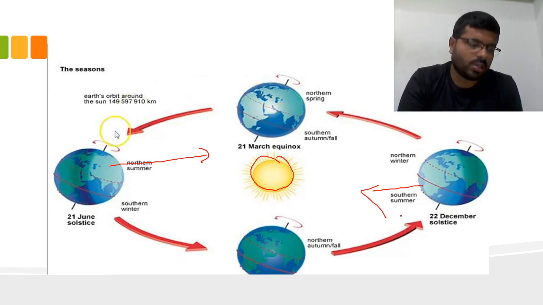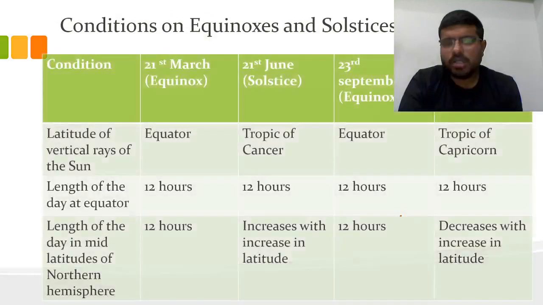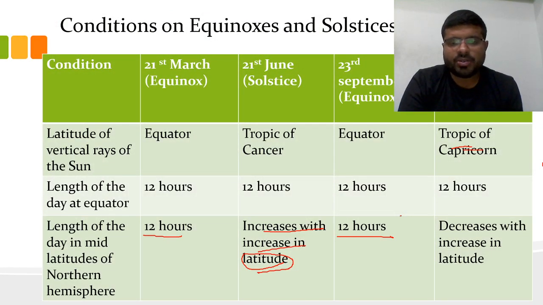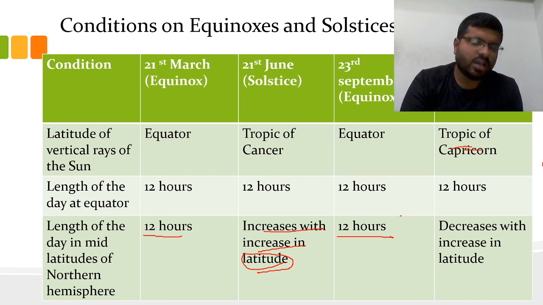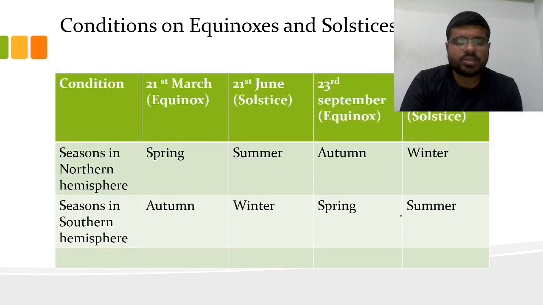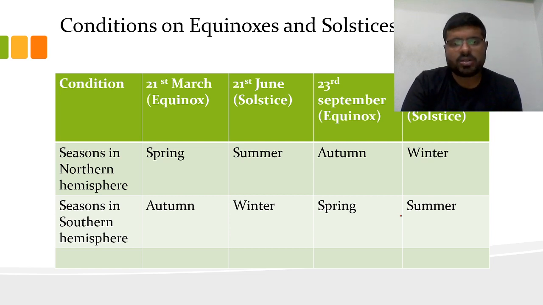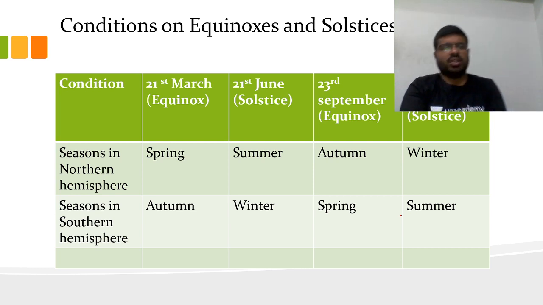Because of these equinoxes and solstices, because of these variations only, the length of the day in mid latitudes is varying, and the vertical rays are varying. Because the vertical rays and length of the day vary, the temperature which we receive on the earth will vary. As this varies, there are seasonal variations. The extent of the sunlight, the duration of the sunlight, the nature of the rays of the sun, all these things determine a season. These seasons are varying across the globe.